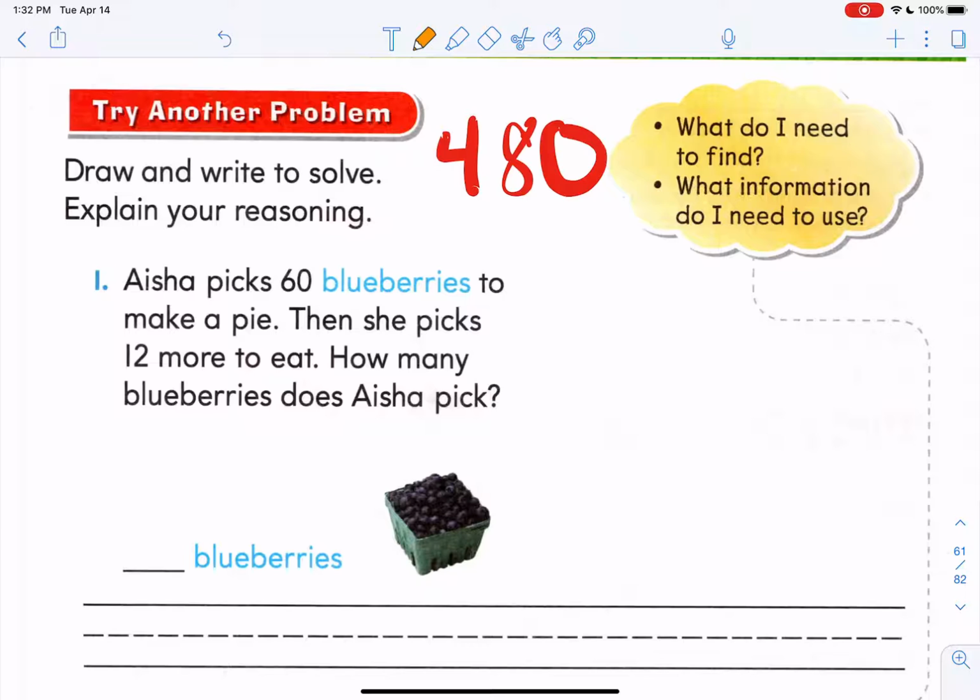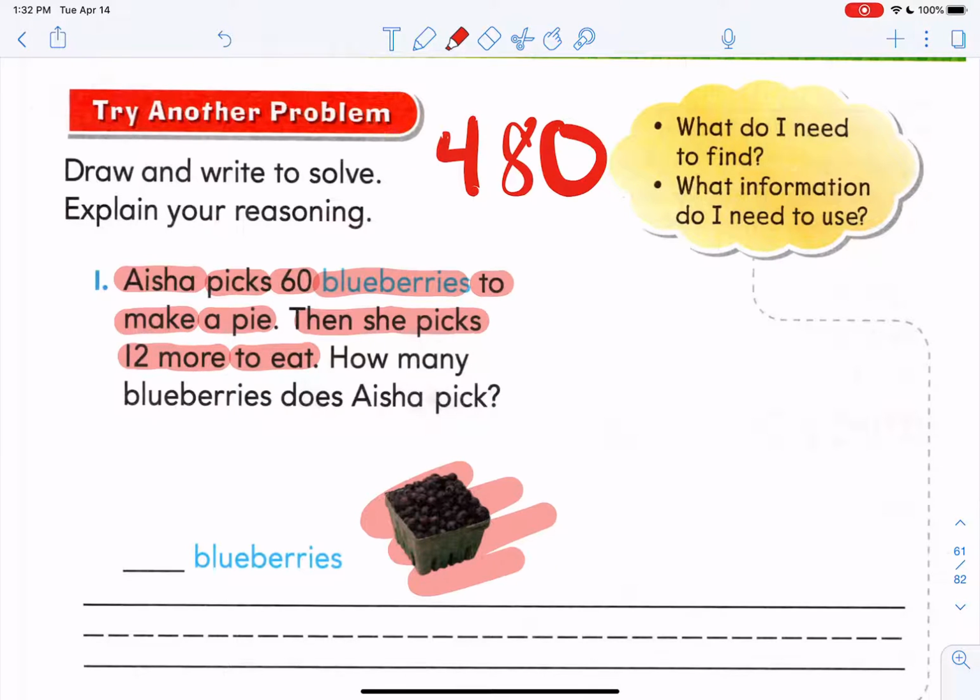to do a few of these word problems or number stories. But I'll give you a little bit of help. So problem number 1, I'm going to start by reading it for you. It says right here, Aisha picks 60 blueberries to make a pie. And here's some blueberries. I love blueberries. So she picks 60. Let's keep reading. Then she picks 12 more to eat. How many blueberries does Aisha pick?